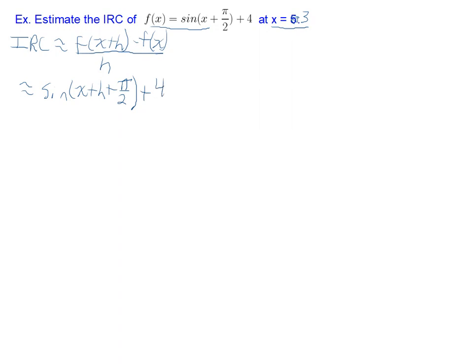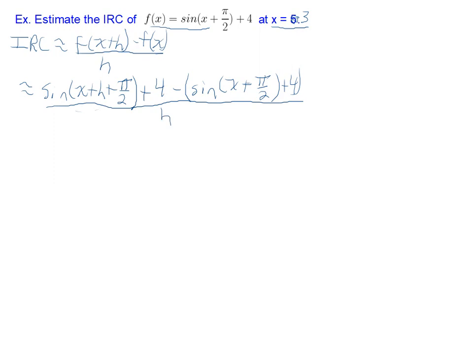And then from that we will subtract, and I'm going to put this function f at x in brackets so we don't lose any negative signs. We'll do the sine of x plus pi over 2 plus 4. And all of that gets divided by h. So all I've done so far is substituted into the equation for the instantaneous rate of change, or for an estimate, I should say, of the instantaneous rate of change.